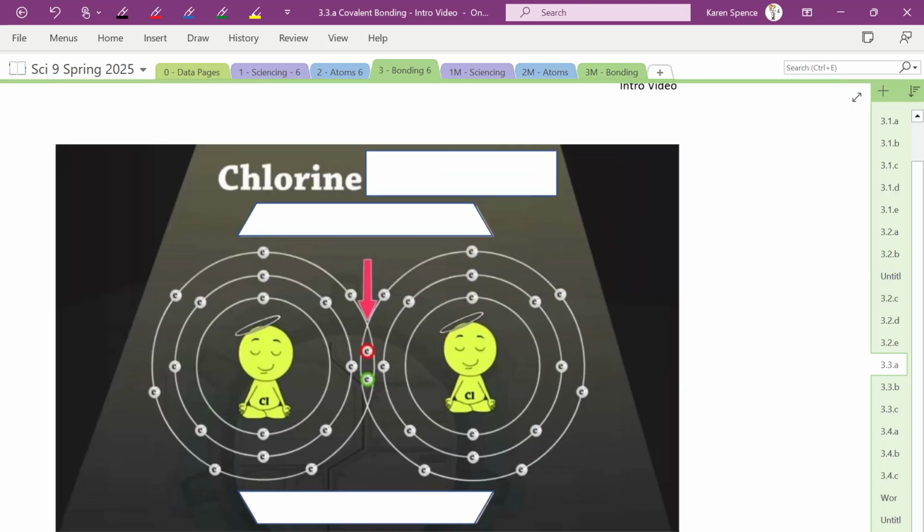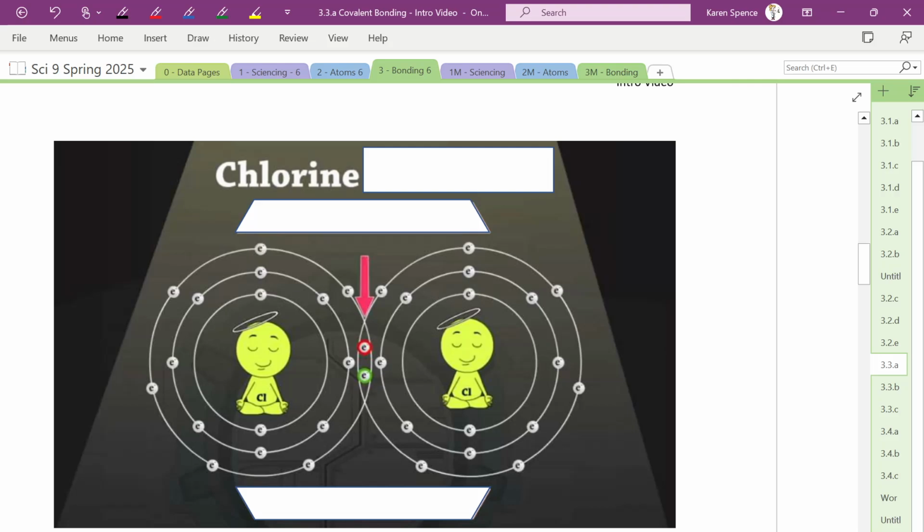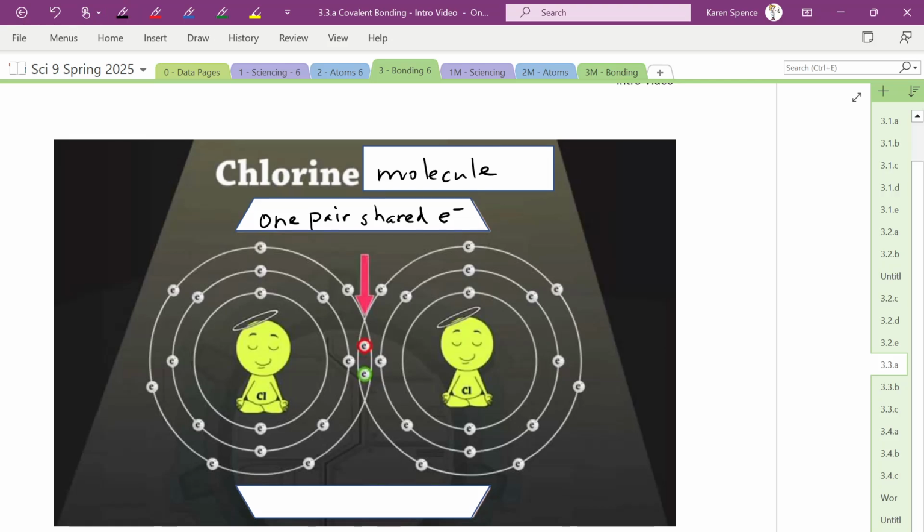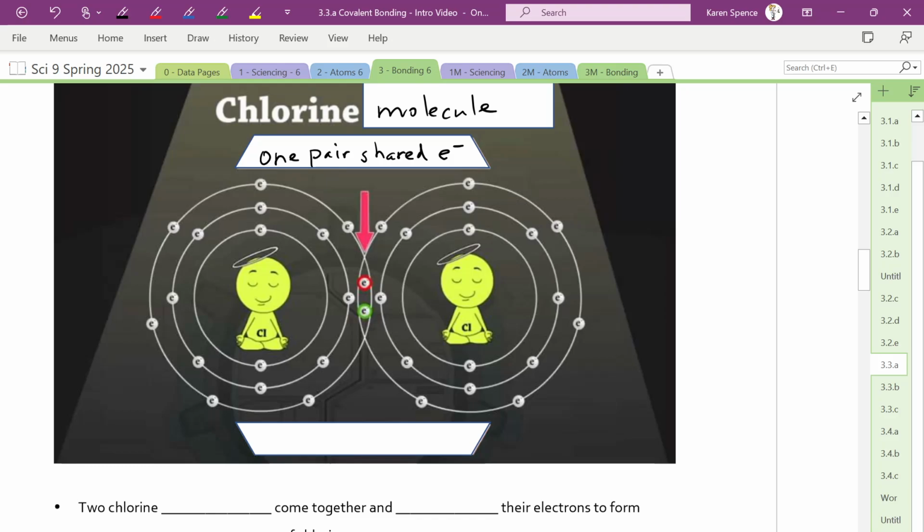So here's chlorine and chlorine. Let's fill that in. This is on page 42 at the top. We have a chlorine molecule. And we have 1 pair of shared electrons. And then underneath that, one pair of shared electrons is a single covalent bond.